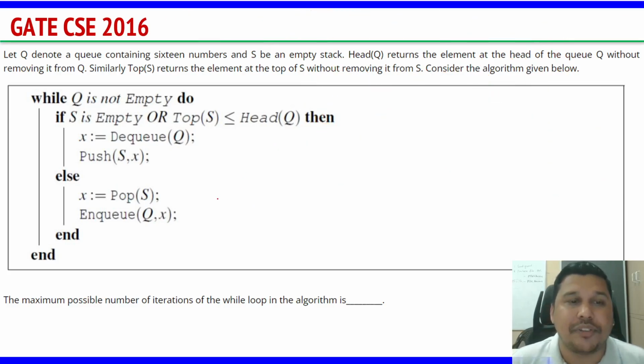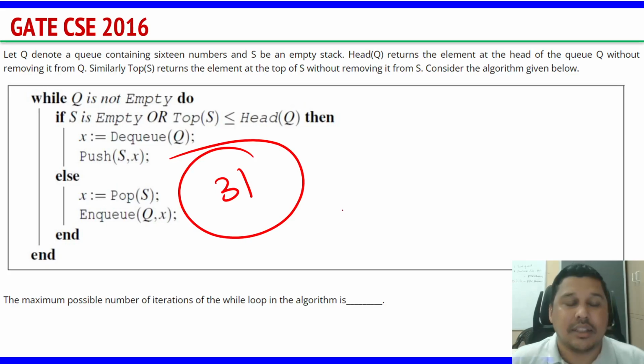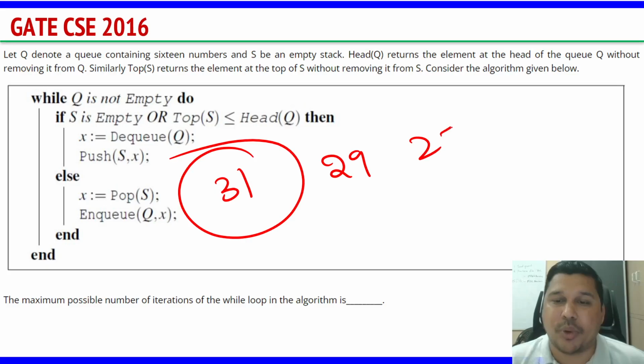It will do it for 31 times. Then the Q will become empty. The first cycle is for 31 times. Then again it will repeat. It will become 29. It will become 27 times.